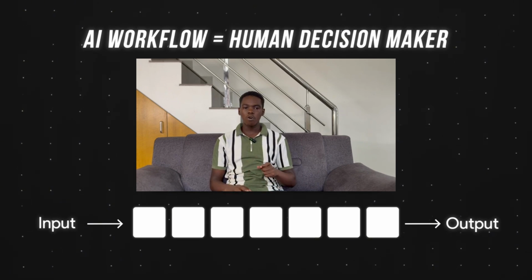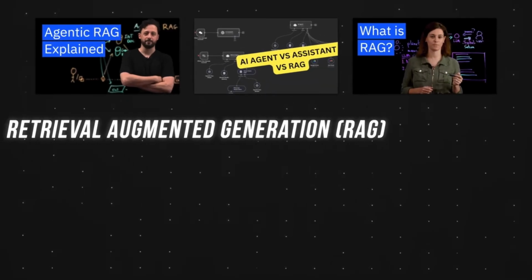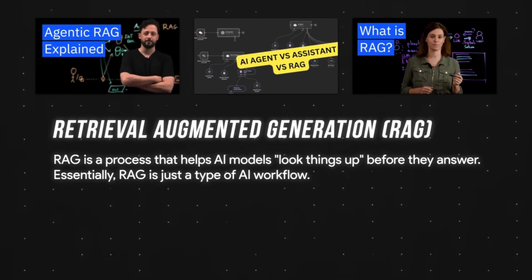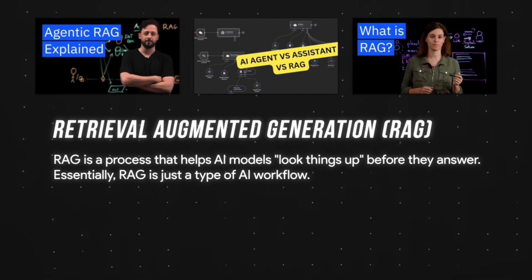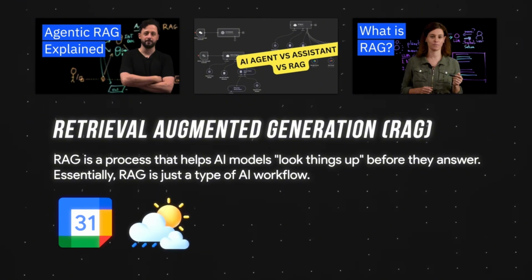Pro tip, Retrieval-Augmented Generation or RAG is a fancy term that is thrown around a lot. In simple terms, RAG is a process that helps AI models look things up before they answer, like accessing my calendar or the weather service. Essentially, RAG is just a type of AI workflow.